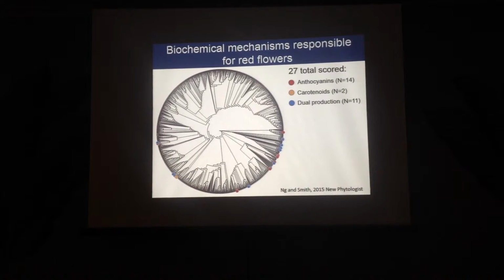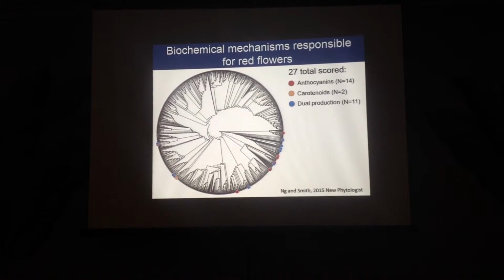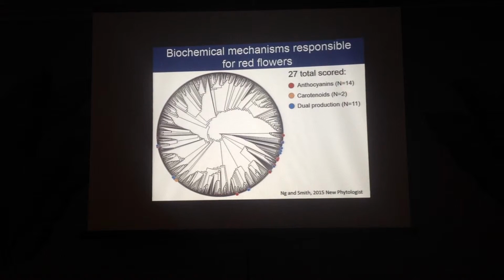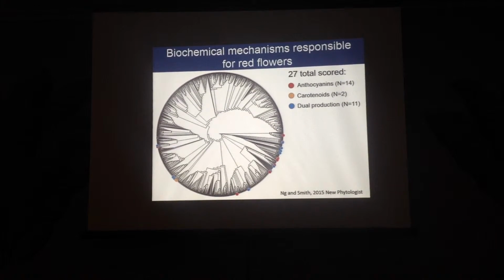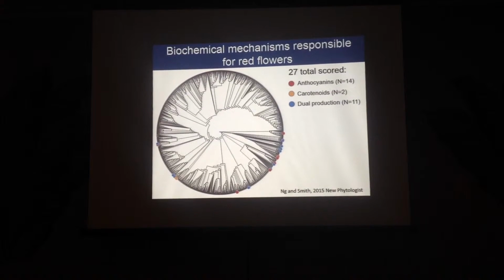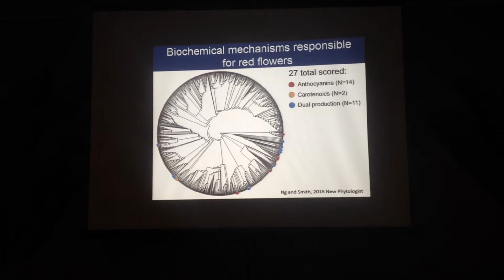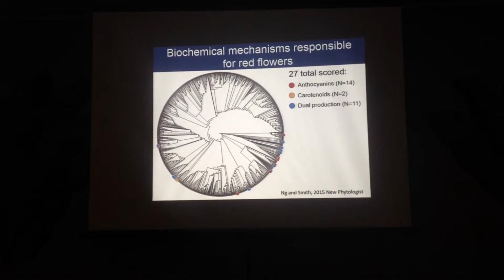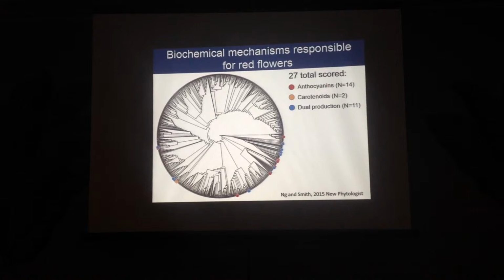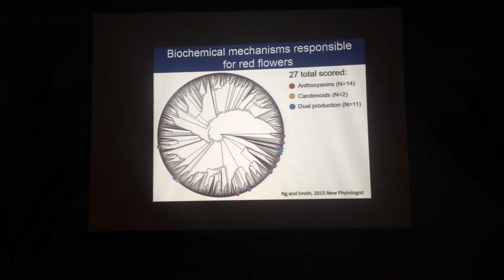So that's what we did. We went to these 37 taxa, or 34 taxa, sorry, and we scored as many as we could get fresh flowers for. And what we found was that making red flowers with carotenoids is really rare. Even though this is what makes tomatoes red, there's really no reason to think why it wouldn't be in flowers. It's actually really rare in flowers. Instead, at least as a sole pigment, most species are either using anthocyanins or making both anthocyanins and carotenoids.